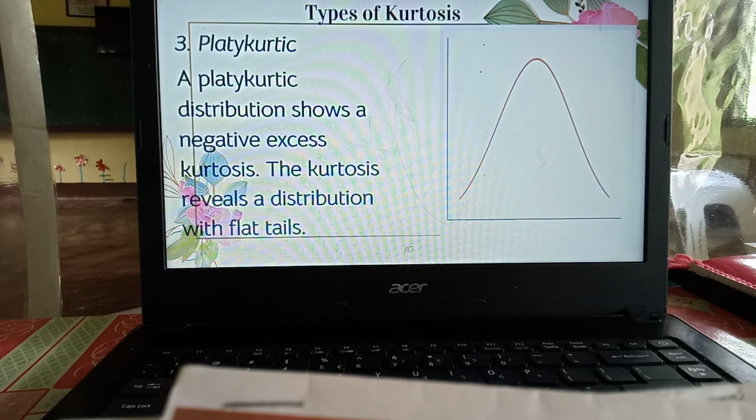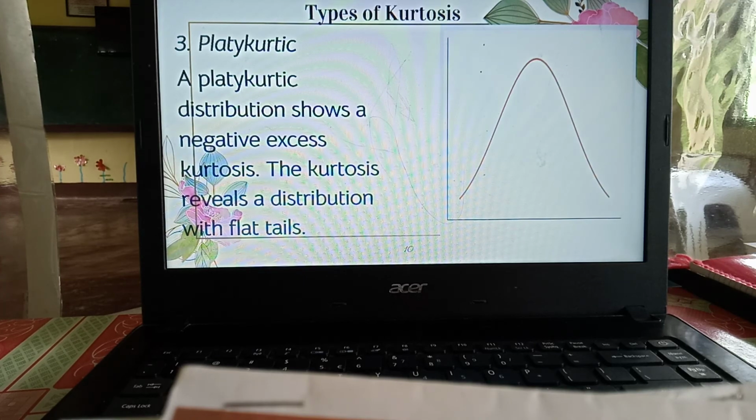So that is all about skewness and kurtosis. And that's all.